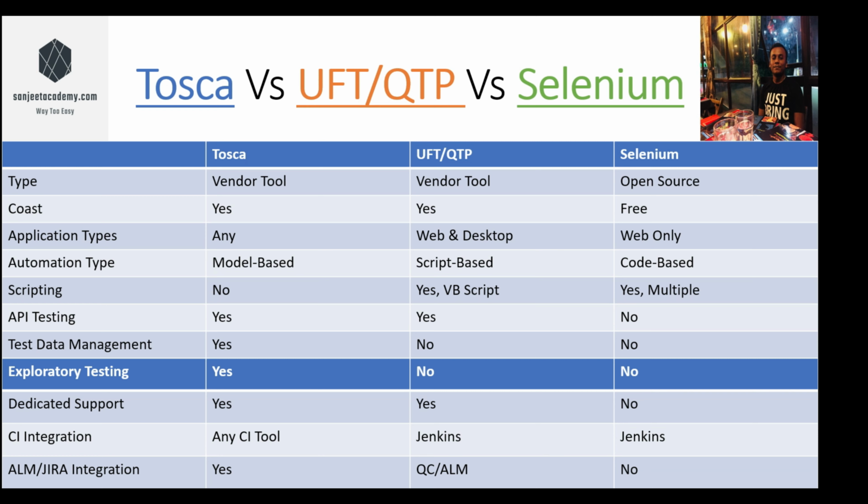CI integration, that is CI/CD, Jenkins job runs. Tosca supports any type of CI/CD, that is Jenkins, Bamboo, anything. But UFT, QTP, and Selenium don't support Bamboo; they only support Jenkins. Then ALM and Jira are supported only in Tosca and UFT. There is no chance for Selenium to support any test management tool. So this is all about the comparison of Tosca, UFT, and Selenium.